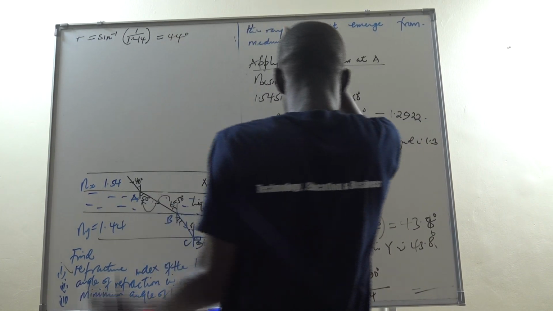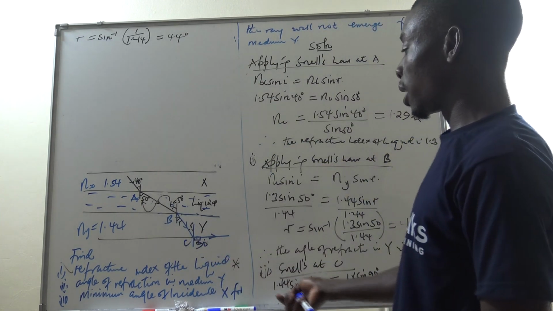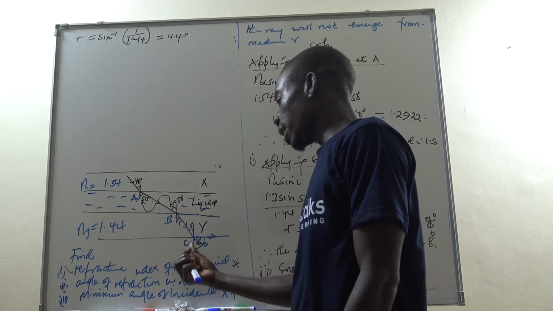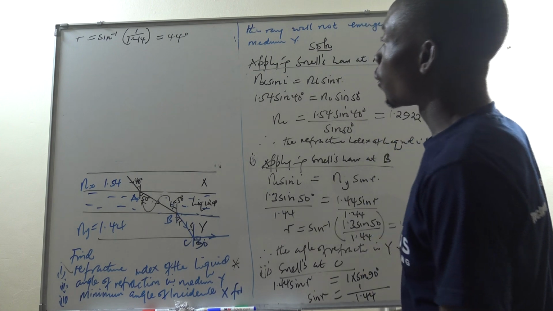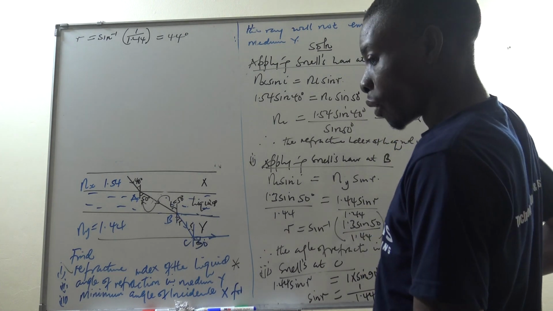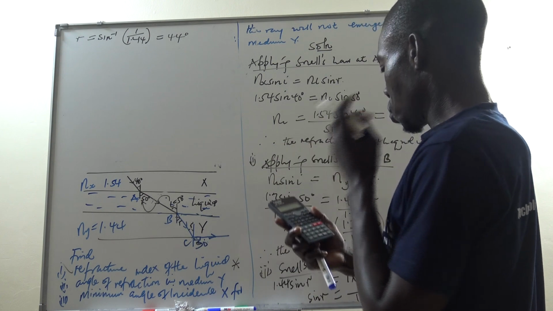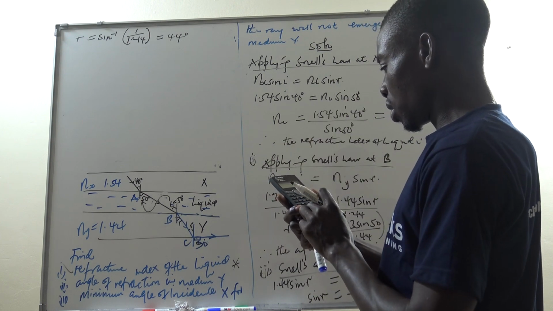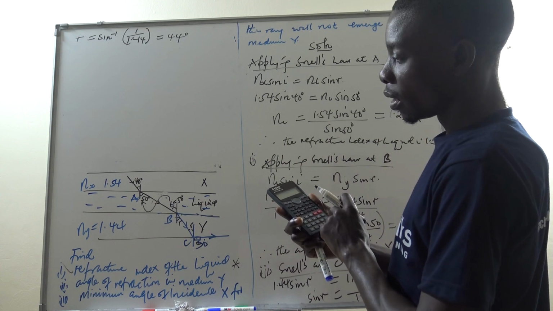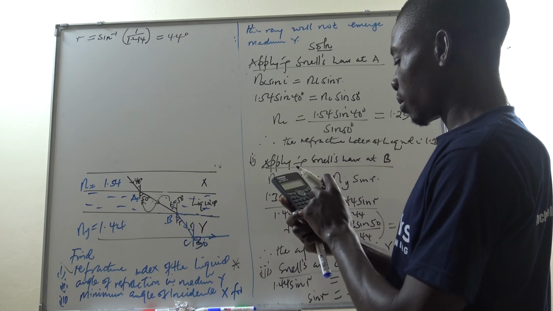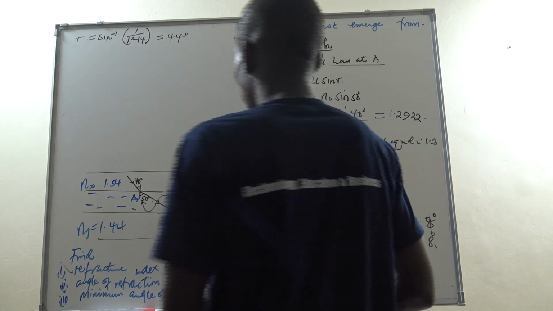That is 44 degrees. That is, if it is now grazing here, we shall say this is 90, refractive index of air, and then this is 1.44, and then what? Sine R. Let me confirm, and then we see. Yeah, so that is our answer.